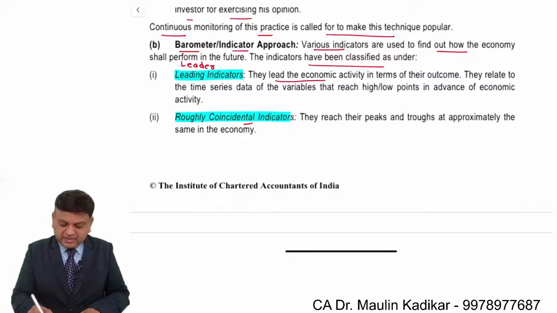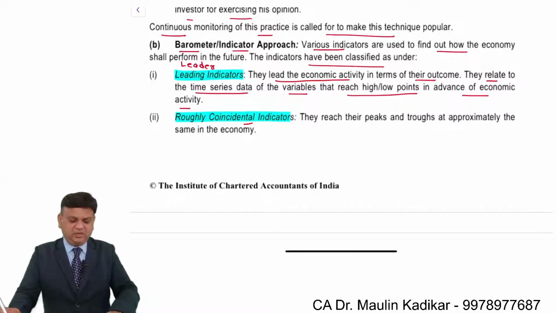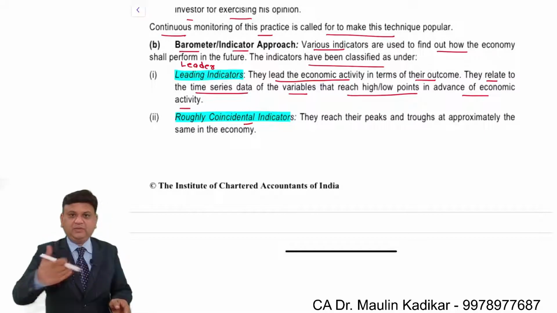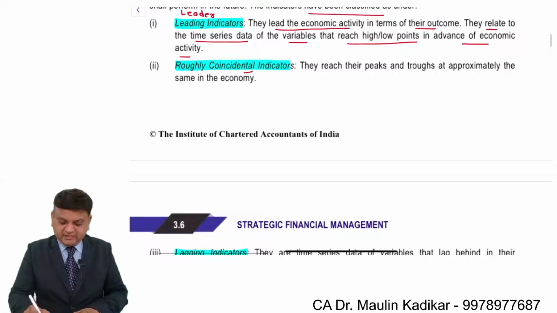They lead the economic activity in terms of their outcome. They relate to the time series data of the variables that reach high-low points in advance of the economic activity. The term time series data is something that you have studied in your foundation. It says that what you take into account is the past results, and based on that you make some anticipation about the future. That is what we understand as time series data. They reach their peaks or troughs at approximately the same time in the economy.